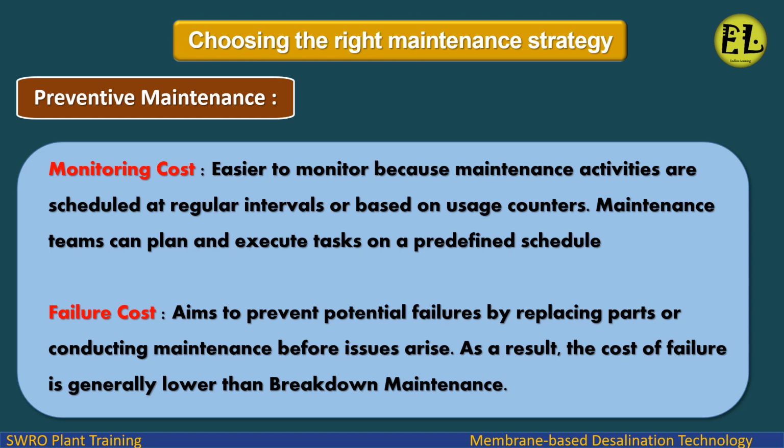Preventive maintenance. Monitoring cost: easier to monitor because maintenance activities are scheduled at regular intervals or based on usage counters. Maintenance teams can plan and execute tasks on a predefined schedule. Failure cost: it aims to prevent potential failures by replacing parts or conducting maintenance before issues arise. As a result, the cost of failure is generally lower than breakdown maintenance.